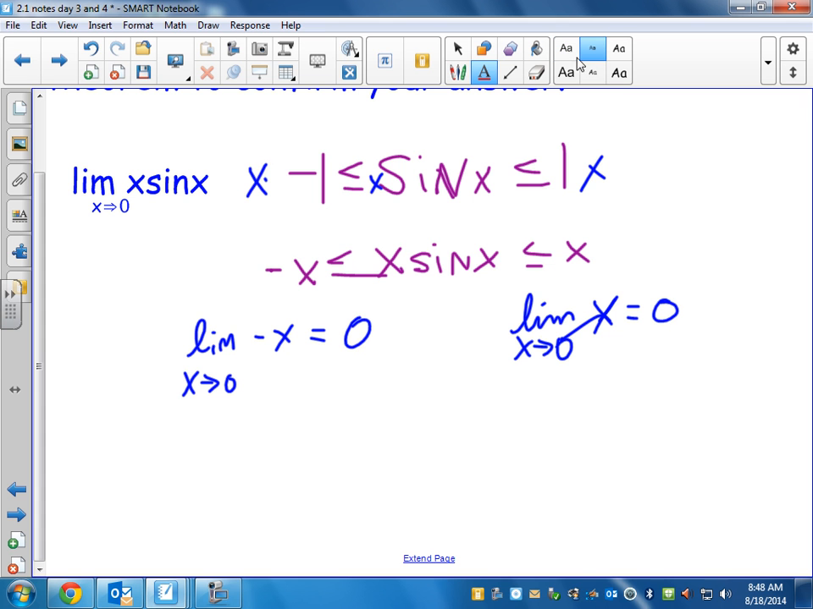If those two limits ended up being two different actual numbers, then you would just take the closest middle? Or, then we couldn't use the sandwich theorem. They have to equal the same thing.